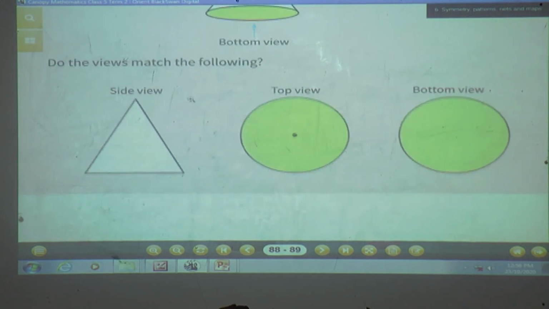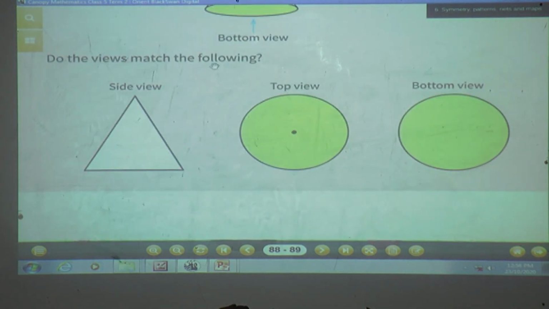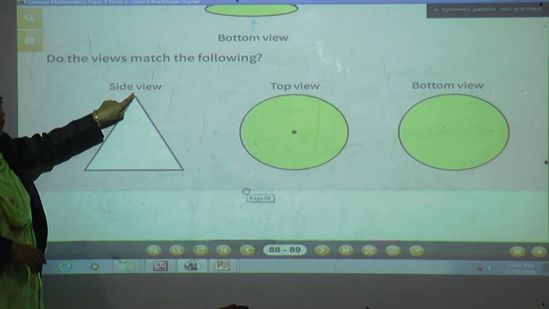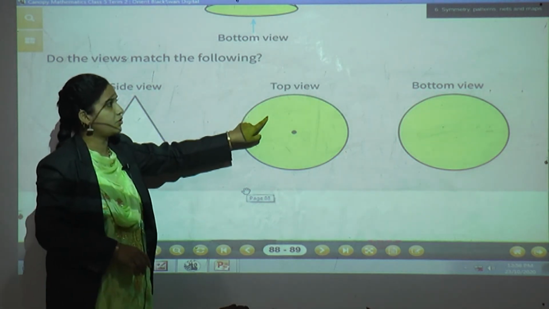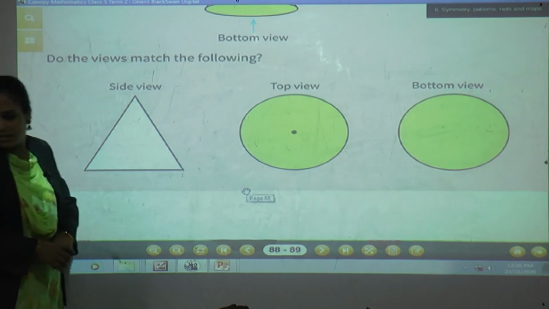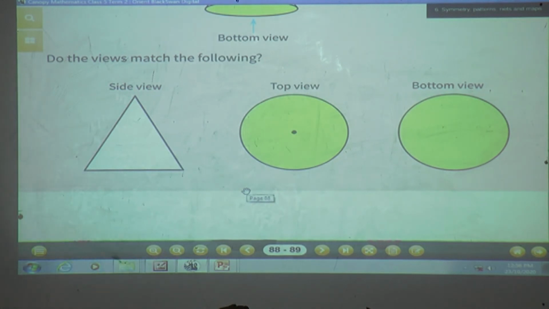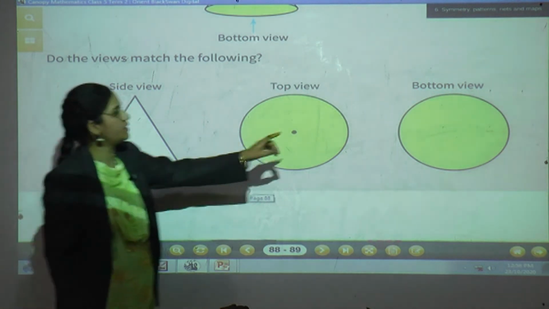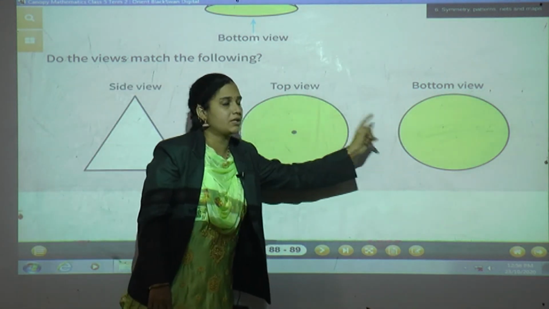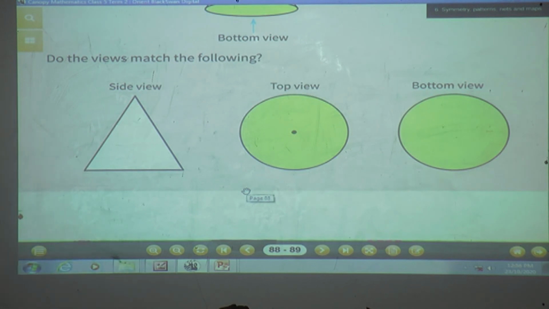See, next example we'll see. Do the views match the following? See, here, is it a side view? No, this one is a top view. This is a top view. Yes students? No, this one is a bottom view. Here is a bottom view, isn't it? Now we'll see the next example.